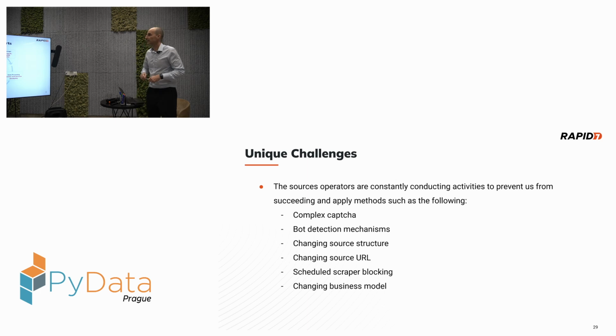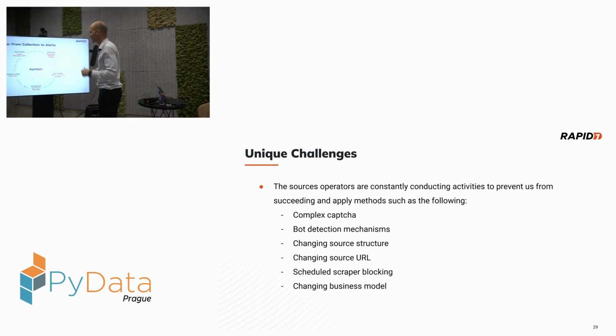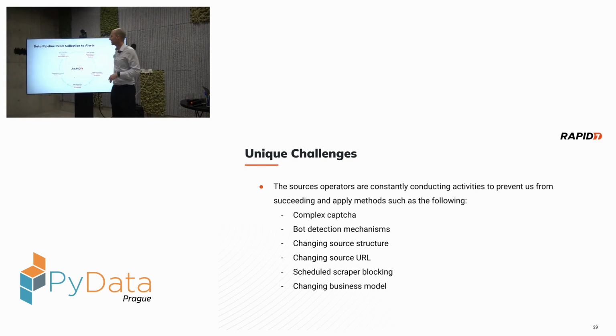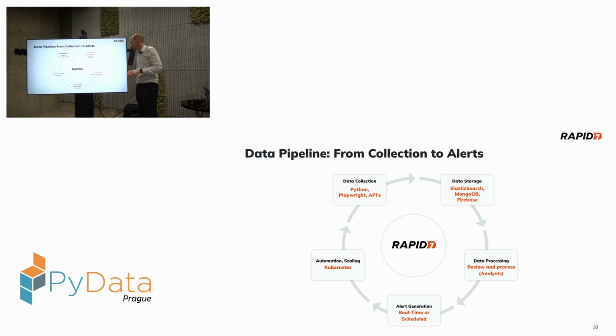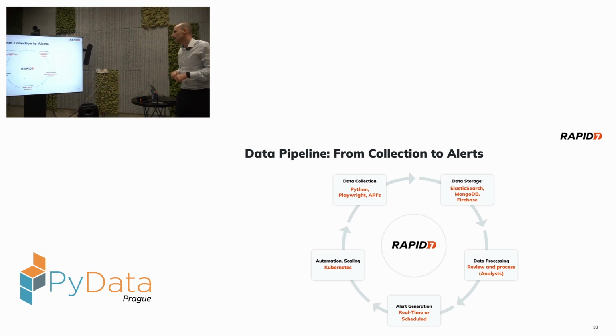Here you can see the whole process. Because this is a Python meeting, here you have the word Python from me. I don't go as deep as before, but we collect the data also via APIs. We store it in various databases. And finally, the analyst part, which I mentioned before, is important. And we have a whole automation and scaling part as well.